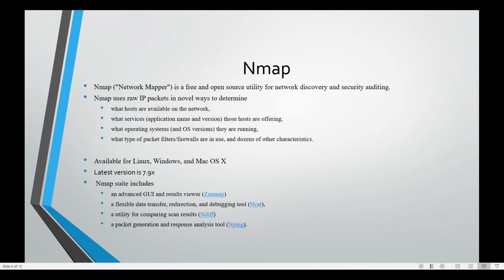Nmap. Nmap means Network Mapper. It is a free and open source utility for network discovery and security auditing. Nmap uses raw IP packets in novel ways to determine what hosts are available on the network, what services those hosts are offering, what operating systems they are running, what type of packet filters and firewalls are in use, and dozens of other characteristics. It is available for Linux, Windows, and Mac OS. The latest version is 7.9x, where x can be 1, which is the latest one. The Nmap suite includes Zenmap, which is a graphical user interface for Nmap, and other tools like Ncat, Ndiff, and Nping, as you can see on the slide.